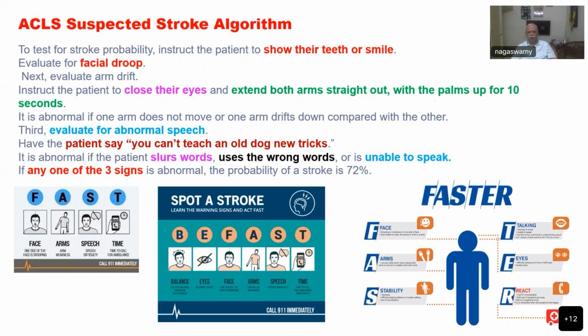And there is also what is called FASTER. That is facial problems like drooping, or arm drifting, speech problem, talking problem, eye problem. And instead of time, they have put react. So don't just say time is important, but react faster. The FASTER acronym is also used for stroke identification and early treatment organization.